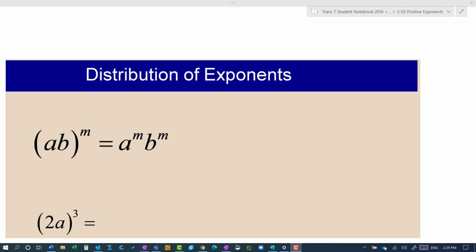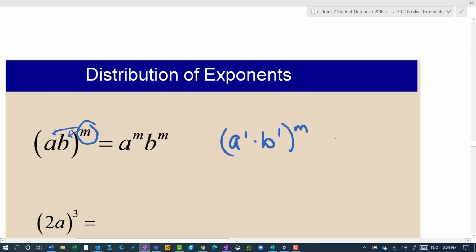Let's look at the distribution of exponents. Whenever you have an exponent that is outside of parentheses, then you are going to distribute it to everything within parentheses. In this case, we have distributing the m to both the base of a and the base of b. And so this is actually understood to be a to the first power times b to the first power raised to the power of m.